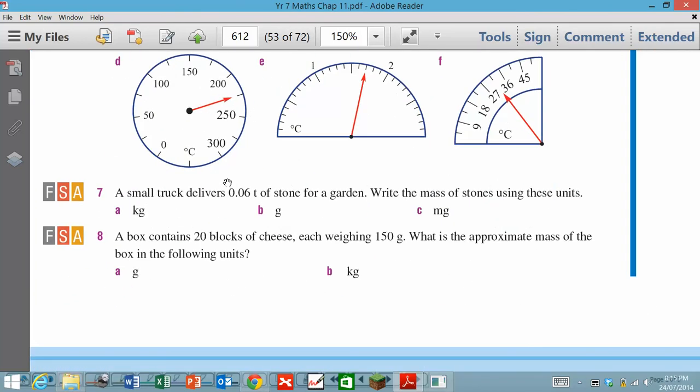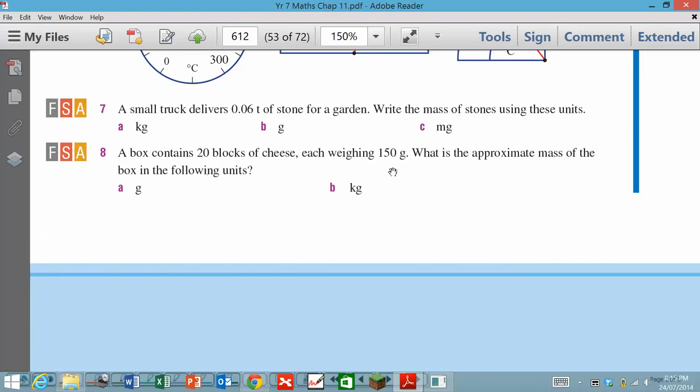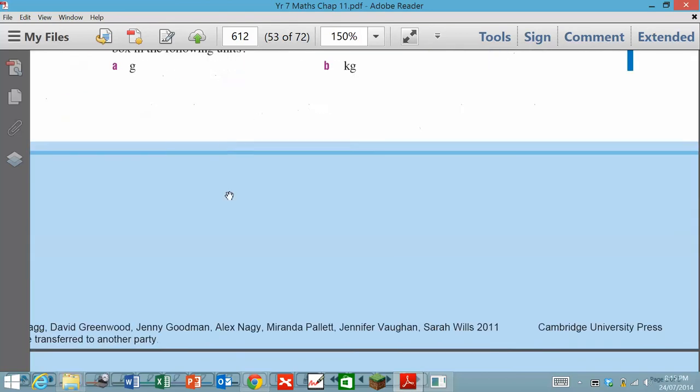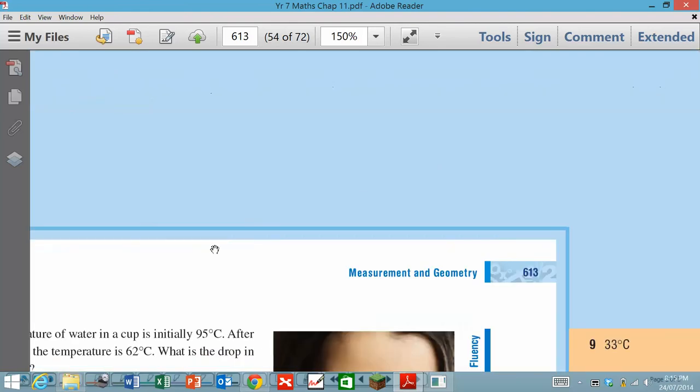Just quickly going over this, making sure there's nothing sort of tricky. A small truck delivers 0.06 tonne of stone for a garden. Write these as kilograms and grams, so that's conversion. 20 blocks of cheese, each weigh 150 grams. What is the approximate mass of the box? So you're going to have to work out 150 grams times 20 blocks, multiply that, then convert it into kilograms. That shouldn't be too hard.